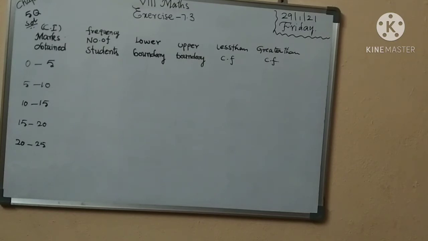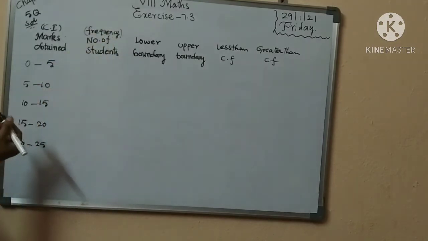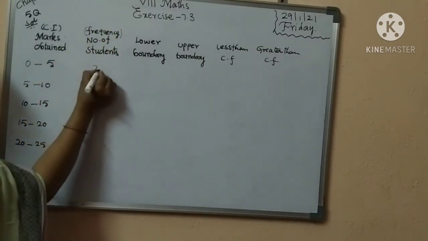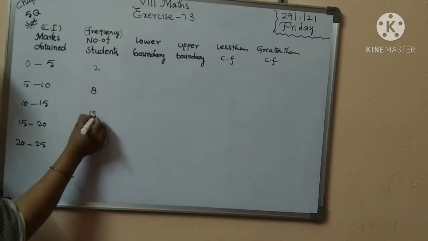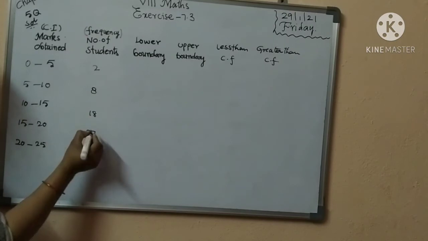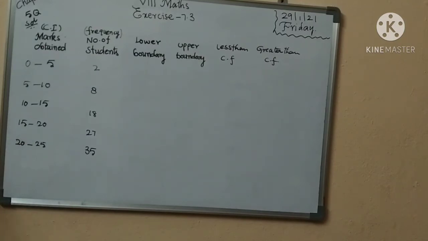Okay children, next one is frequency. The number of students is considered the frequency. So for 0 to 5 it is 2, and 8, 18, 27, 35. Okay children, 2, 8, 18, 27, 35. That is the number of students, considered as the frequency in the table.